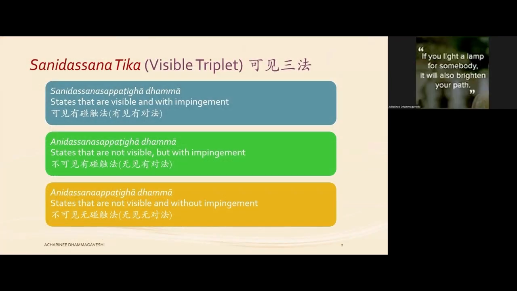We will first look at the three terms of the Sanidassana Tika, the visible triplet. Sanidassanasappaṭighā dhammā, states that are visible and with impingement. Anidassanasappaṭighā dhammā, states that are not visible but with impingement. Anidassanaappaṭighā dhammā, states that are not visible and without impingement.